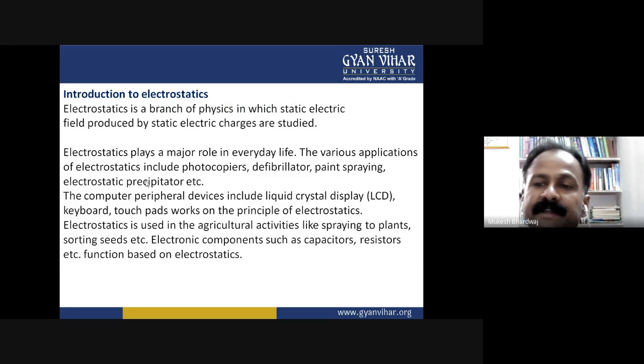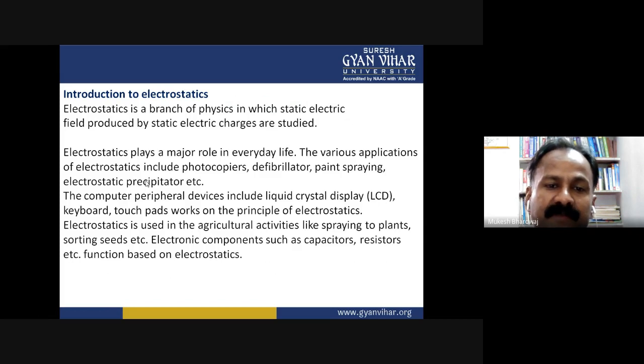Introduction to electrostatics. Electrostatics is the branch of physics in which the static electric field produced by static electric charge are studied. Electrostatics plays a major role in everyday life. The various applications of electrostatics include photocopiers, defibrillators, paint spraying, electrostatic precipitators, etc.